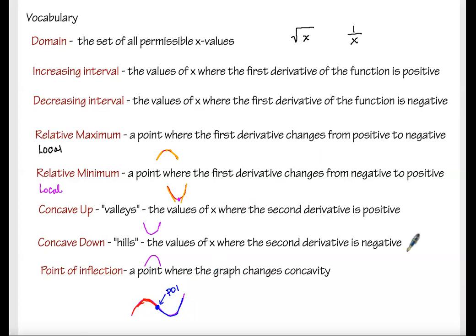So you have a point of inflection if the second derivative changes sign, either from positive to negative or from negative to positive. So bear in mind this vocabulary because we will be using this a lot.